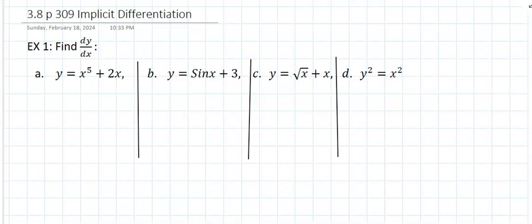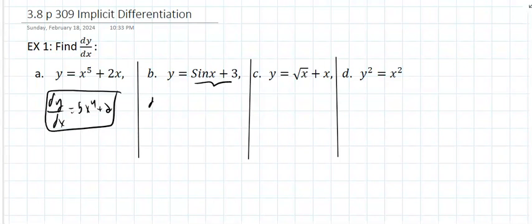Section 3.8 is on page 309, and it talks about implicit differentiation. Suppose we want to find the derivative of the following functions. dy/dx here will be 5x to the fourth plus 2. Hopefully that's straightforward. Of this function, dy/dx, the derivative of sine is cosine of x plus 0. You could write plus 0 if you wish.